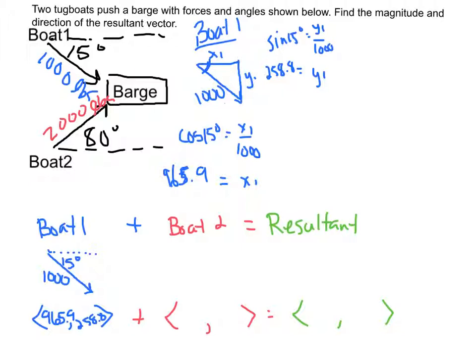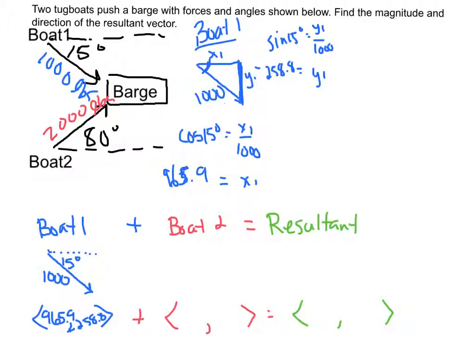Let's figure out for boat number 2. So this one, oh, I already realized I made a minor mistake. This y component here is going down, so that's going to be a negative. So we'd have a negative 258.8 down there.